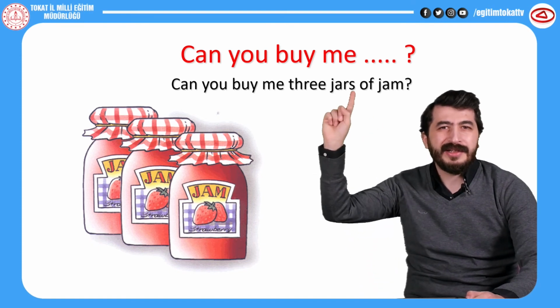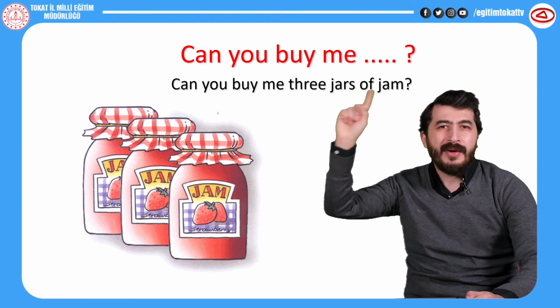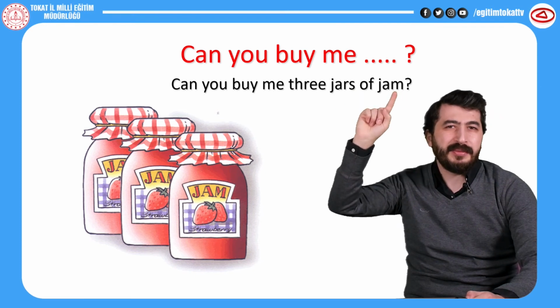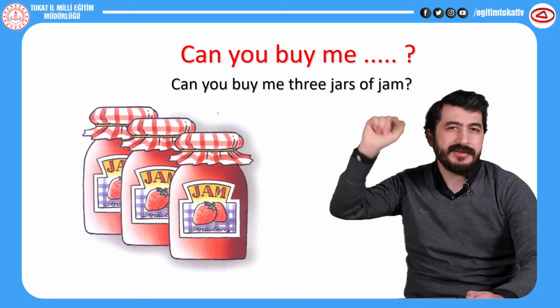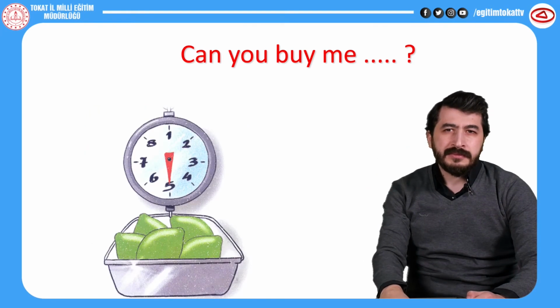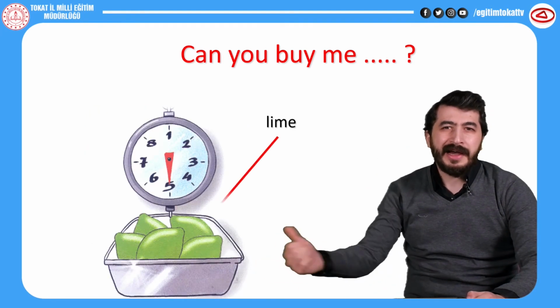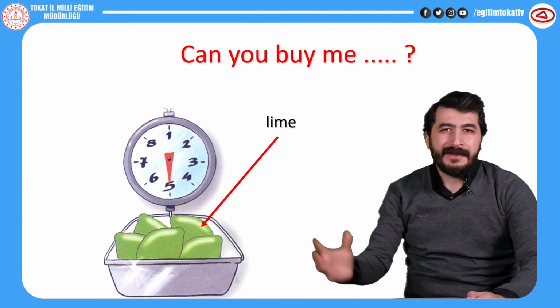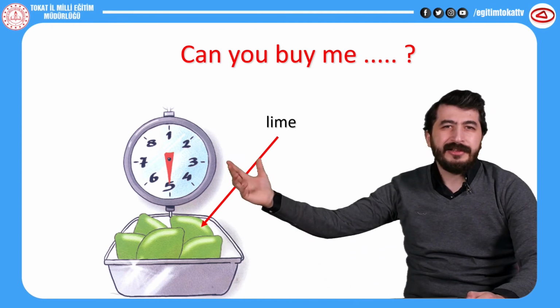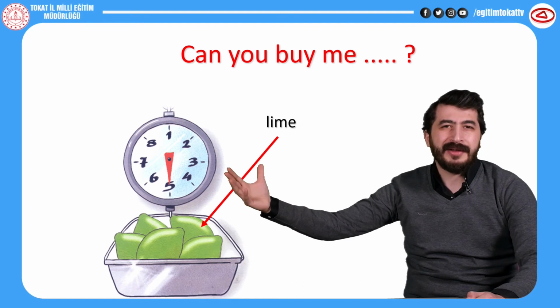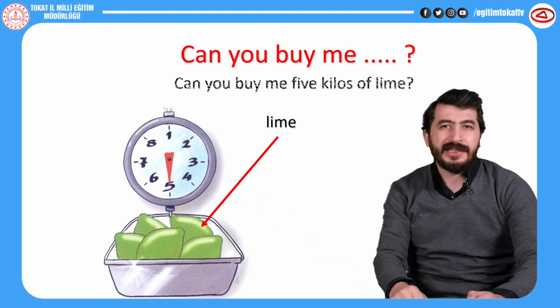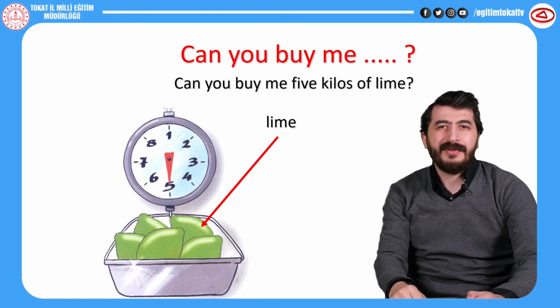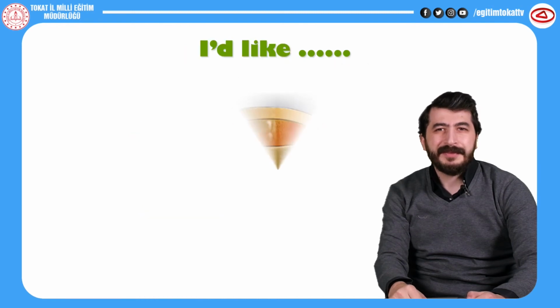We make plural this one. We can't make them plural. Why? This is uncountable nouns. And we have lime there. And kilo, we talk about kilos, 5 kilos. Can you buy me 5 kilos of lime?